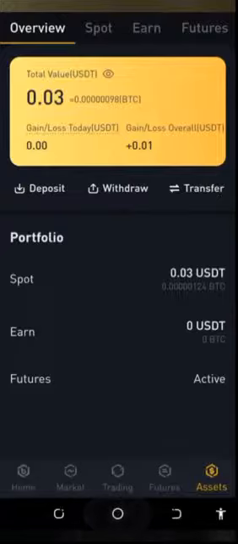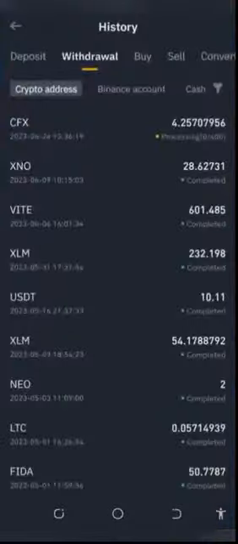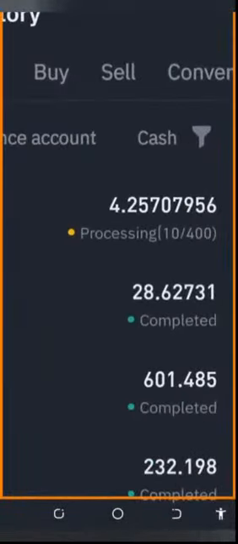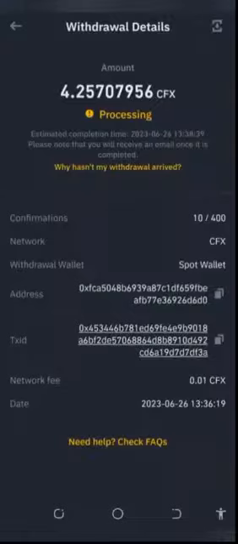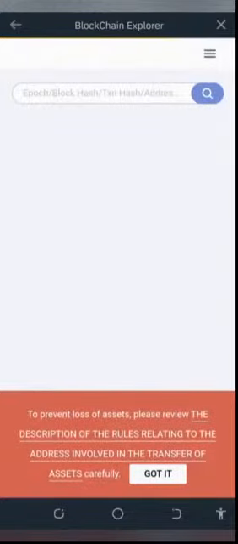Currently, it's still looking like it's processing. We're still seeing the processing going on. We've gotten 10 out of 400 confirmations. Interesting. I don't know how long this is going to take. No idea. Let me click on this, to see whether it will take me somewhere to see what's going on currently. This is what happens when you're trying to send money through networks. It takes time.